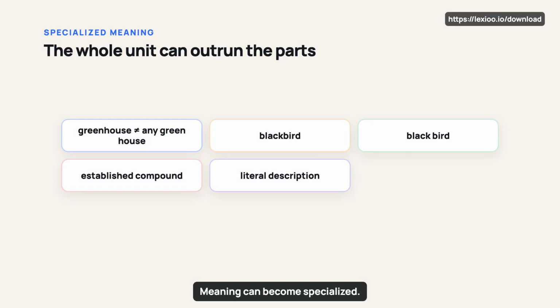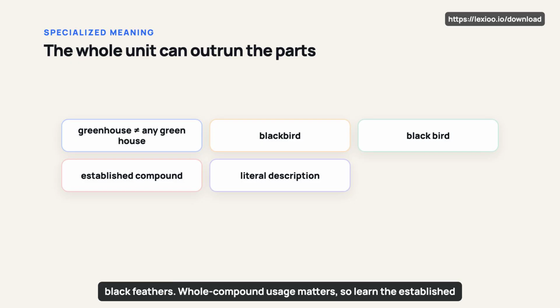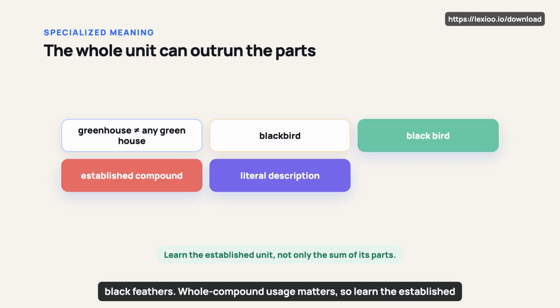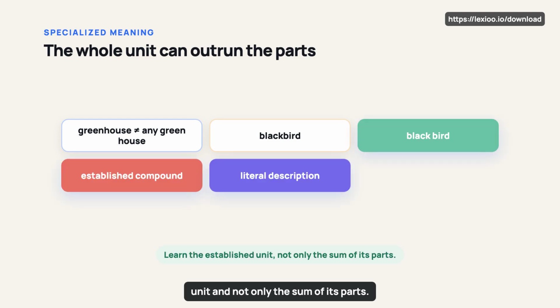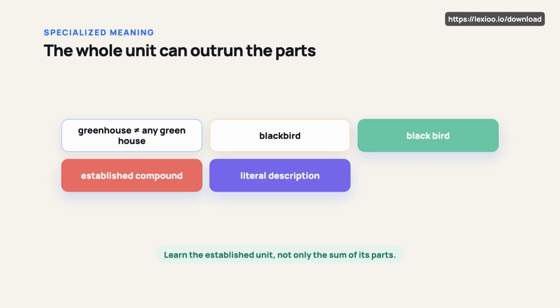Meaning can become specialized. A greenhouse is not simply any house that is green. A Blackbird names a particular kind of bird, while a black bird can describe any bird with black feathers. Whole compound usage matters, so learn the established unit and not only the sum of its parts.